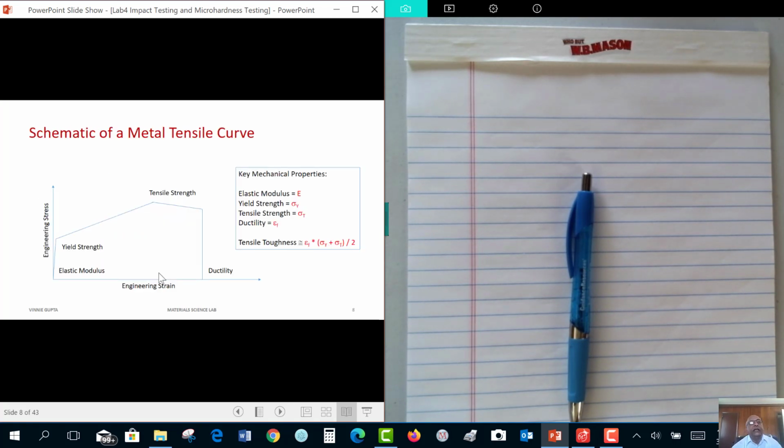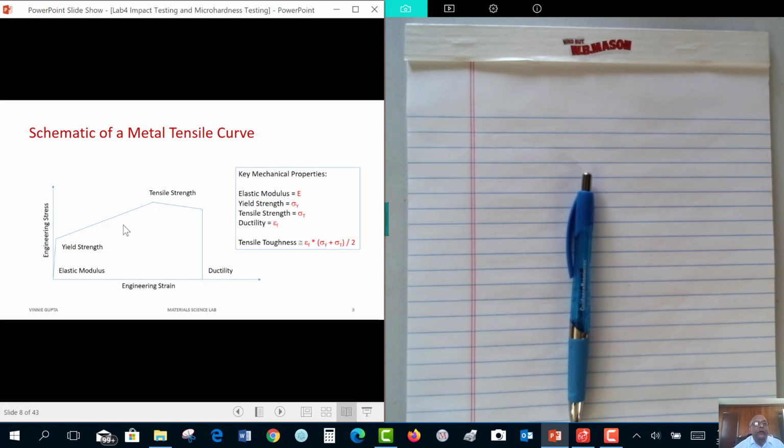So here is what we did. We did a tensile test. We got this tensile testing curve. And as I explained in an earlier lab, there were four critical properties that we measured. Elastic modulus, which was the slope of this initial elastic portion of the curve, which ended at yield strength. And then we had uniform plastic deformation, which ends at tensile strength. And then the material fails and we have ductility. So we have four key material properties: elastic modulus, yield strength, tensile strength, and ductility.